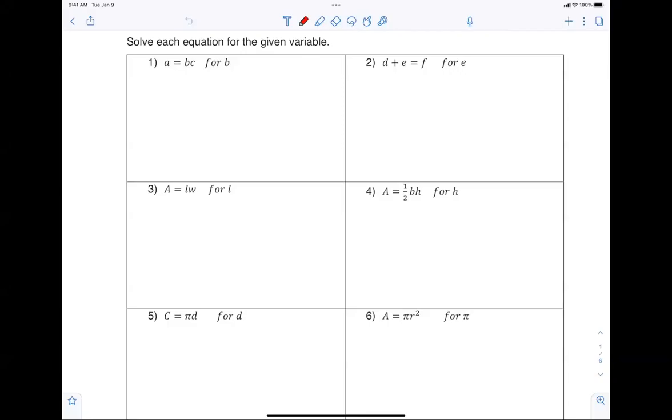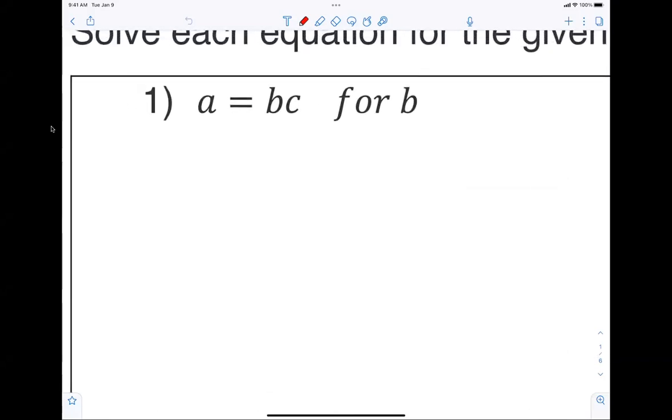Let me see if you intuitively know what the answer is. If I said A equals BC and I said solve for B, you would tell me B is equal to what?